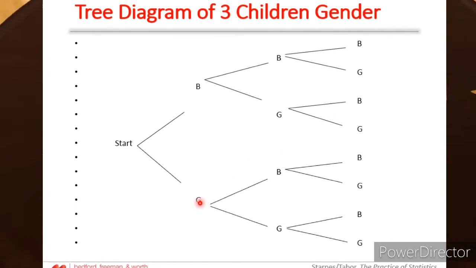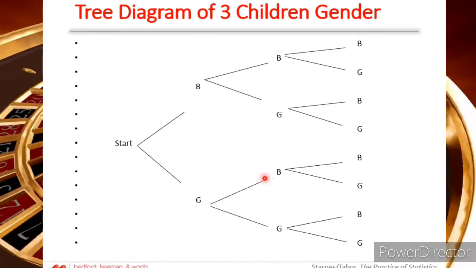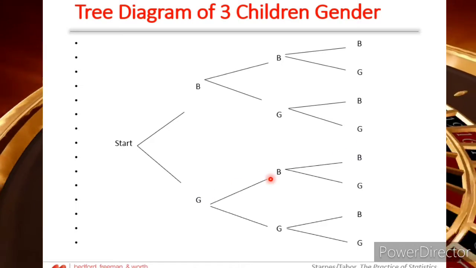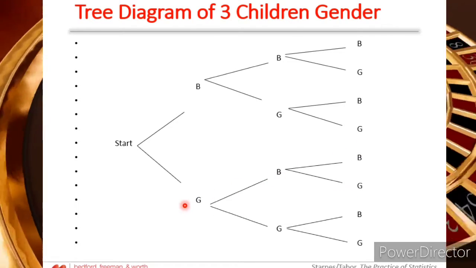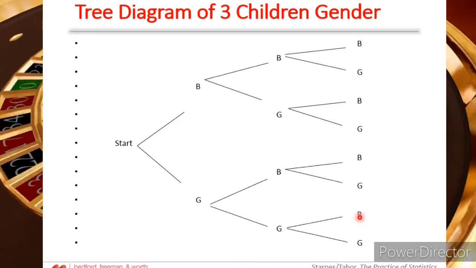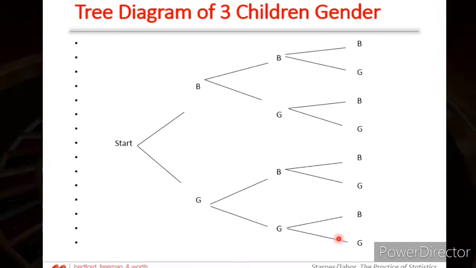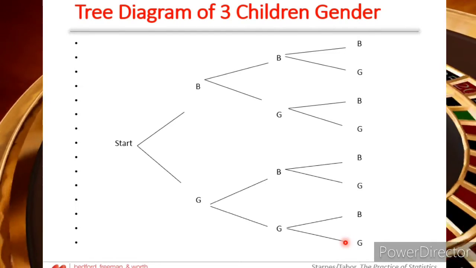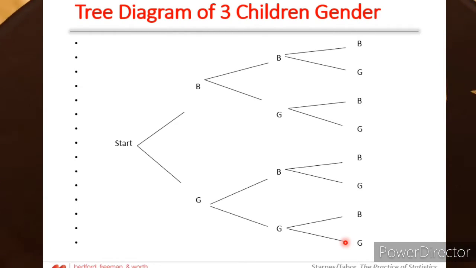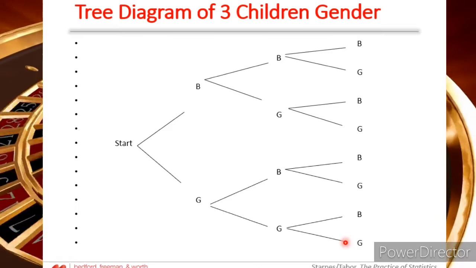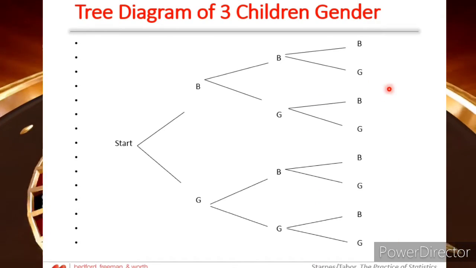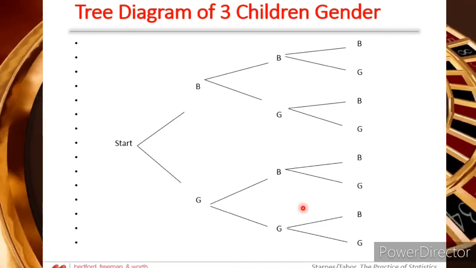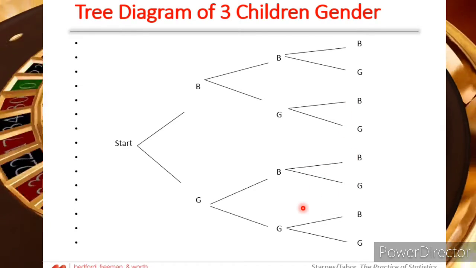Then, kung ang pangalan mo ay girl, boy, and boy. So, 5. Girl, boy, girl. 6. Girl, girl, boy. 7. Girl, girl, and girl. 8. So, kanina, listing method. Ngayon, tree diagram method of showing the gender of the 3 children. Parehong 8 outcomes ang lumabas sa ating diagram and listing method.